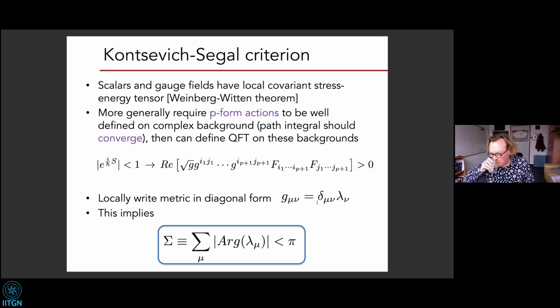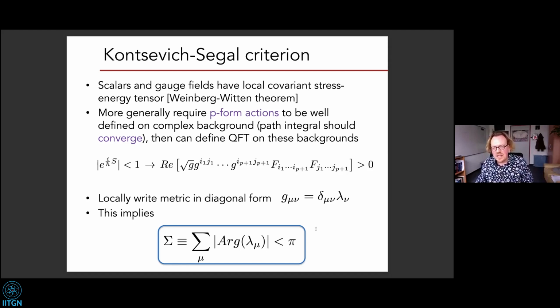And so you write the metric in diagonal form. The diagonal entries are these lambda and mu components. And then it turns out this requirement that this is convergent for any P can be rewritten as a very simple condition, namely that the sum of the absolute values of the arguments of these lambdas should be less than pi. It looks a bit mysterious that this should be the consequence, but if you write out just what these conditions are for different P, you start with P equals 0, 1, 2, 3, and so on, and you combine them, you very quickly see that this is the condition that you get.